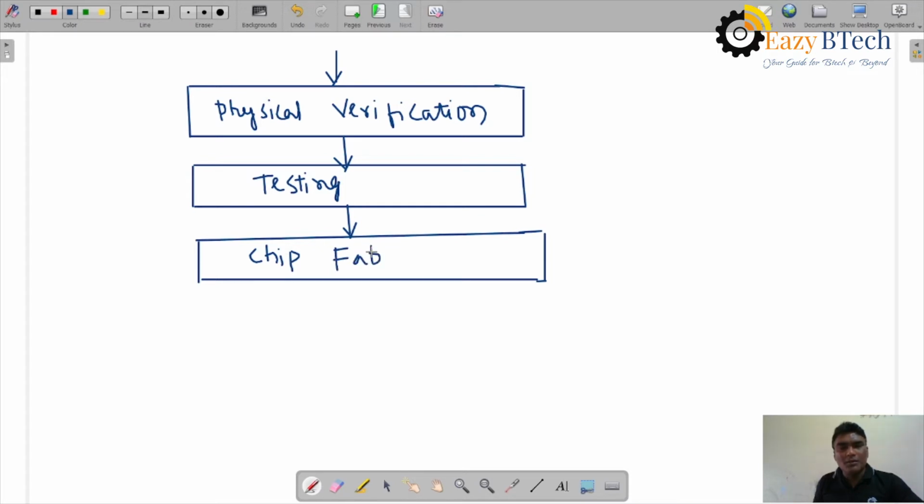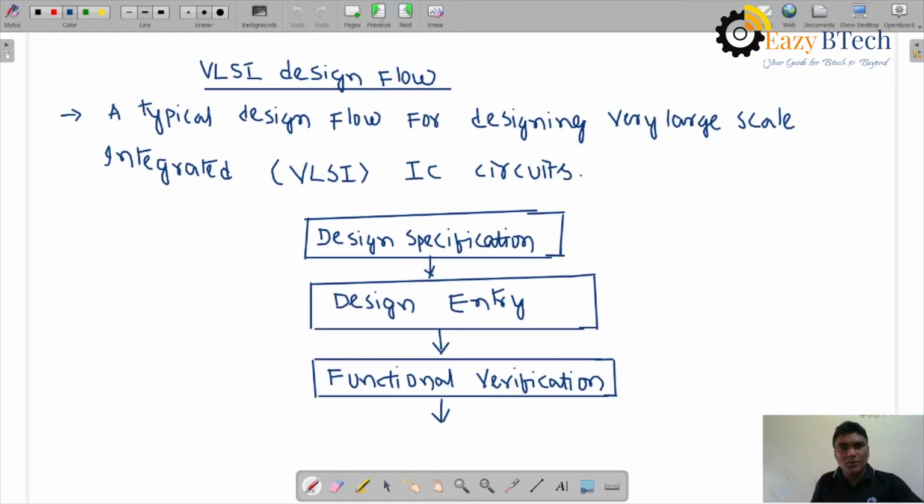Chip fabrication, bonding pads, input output pins, and checking for the package, different types of package selection. So this is a design flow of a VLSI circuit in industry. Let us go through a typical design flow for designing very large scale integrated IC circuits.